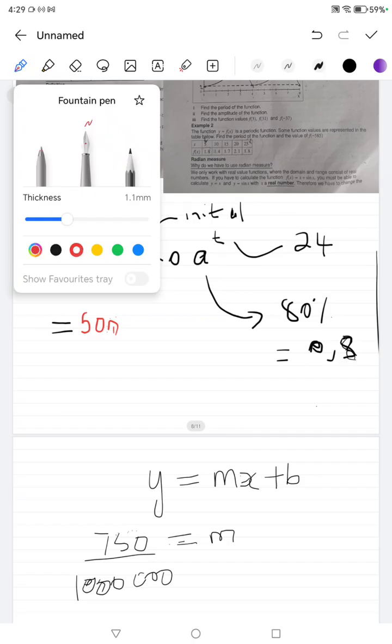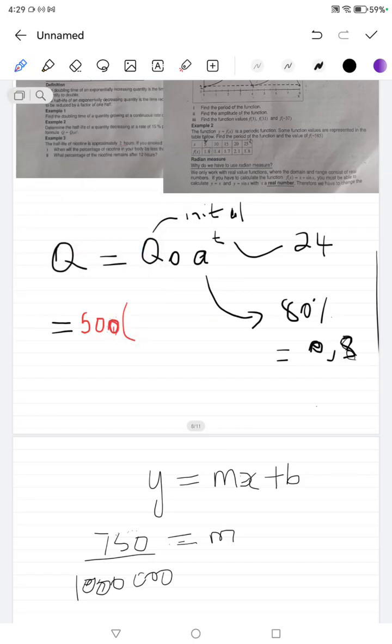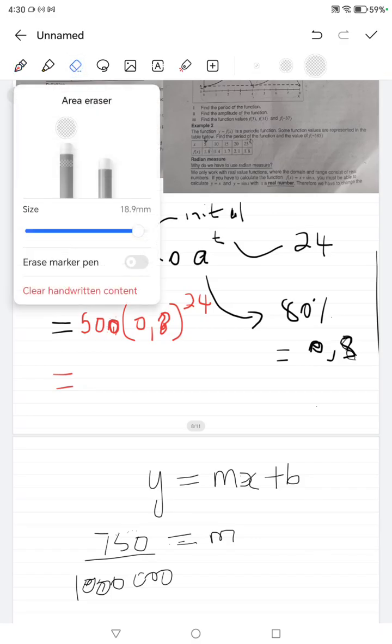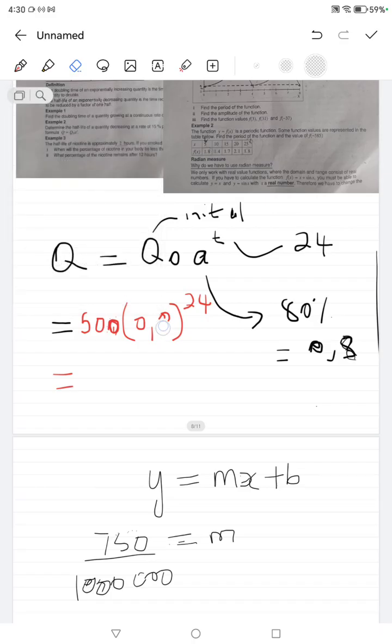We have 500 into our 0.8 to the exponent 24. Then can someone please calculate that for us? It is 2.36 milligrams. So you will write that you have 2.36.